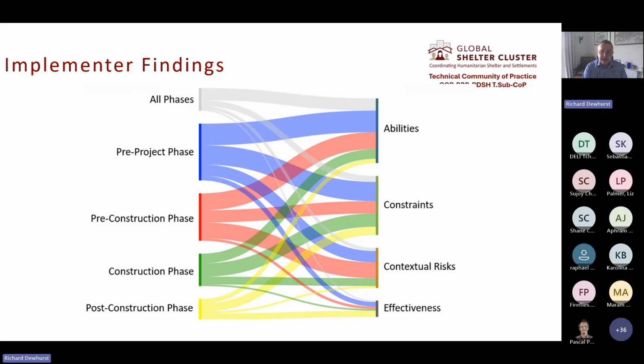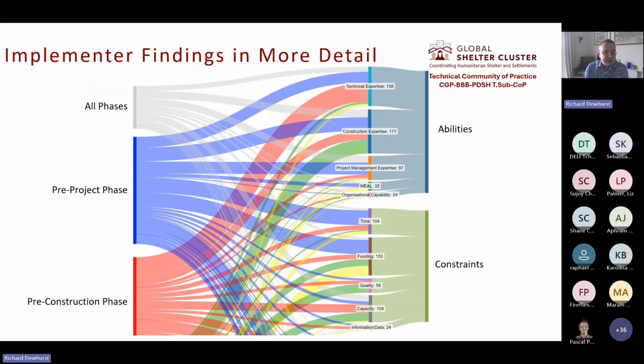So if we zoom in on the top part, it doesn't really show that well because it's a PowerPoint slide, but if you look at the pre-project phase and the pre-construction phase, you can see the strong links between these phases and the constraints theme, particularly the time and funding aspects of the constraints theme, and the gaps in technical expertise, construction expertise, and project management expertise on the abilities side of things.